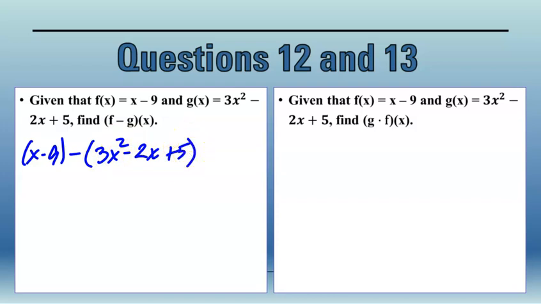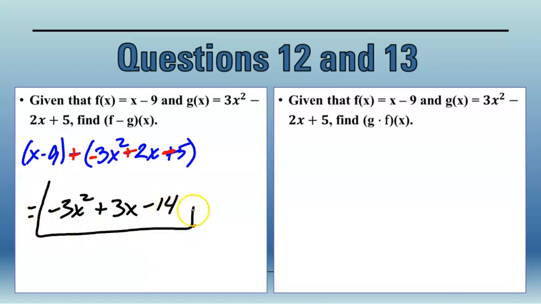Now, when I subtract a polynomial, it's easier if you add the opposite. So I'm changing all of the signs in the second polynomial. Or if you think about it, you're distributing a negative 1. Now I can solve. 0x squared plus a negative 3x squared is a negative 3x squared. 1x plus 2x is a positive 3x. And a negative 9 plus a negative 5 is a negative 14. So my final answer would be negative 3x squared plus 3x minus 14.